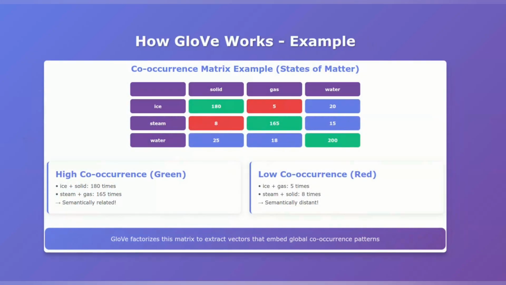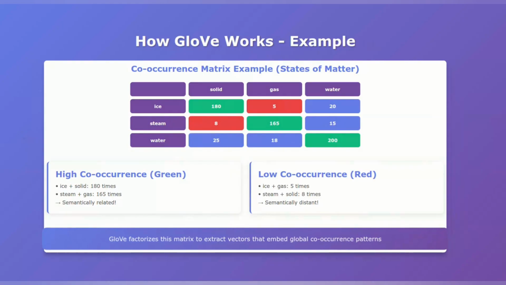Let me make this more concrete with a simple example. Imagine we're analyzing a corpus about states of matter. GloVe would build this co-occurrence matrix showing how often words appear together. Look here. Ice and solid co-occur 180 times. That's a lot. That makes sense because ice is solid. Meanwhile, ice and gas only co-occur 5 times. They're semantically distant. Similarly, steam and gas co-occur 165 times, but steam and solid only 8 times.